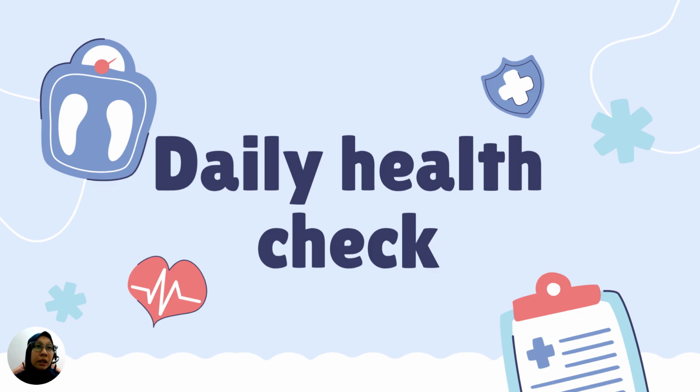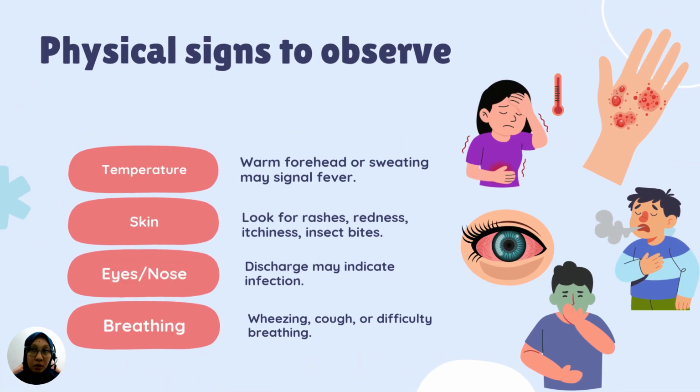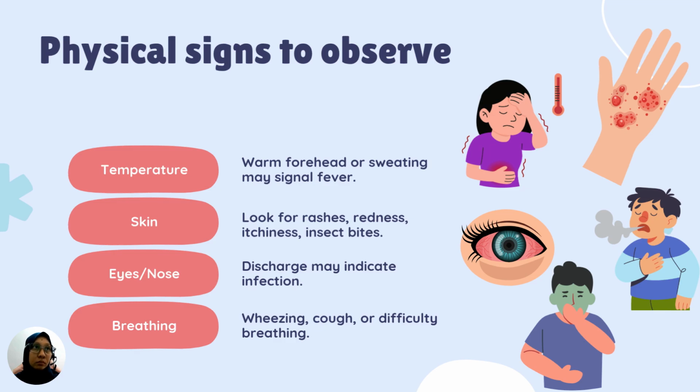Moving on to the daily health check. There are some physical signs that all of the teachers need to observe during the daily health check. So first, notice if a child has a warm forehead or whether they are sweating. This could be a sign of fever. Remember that temperature is an essential indicator of how they are feeling.